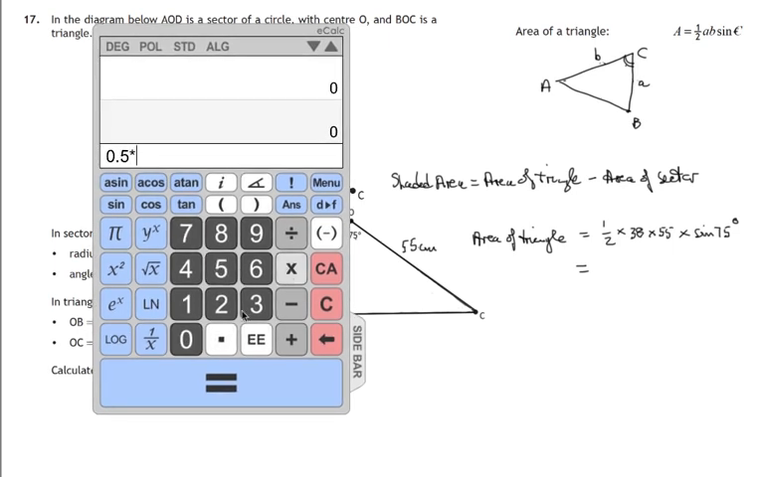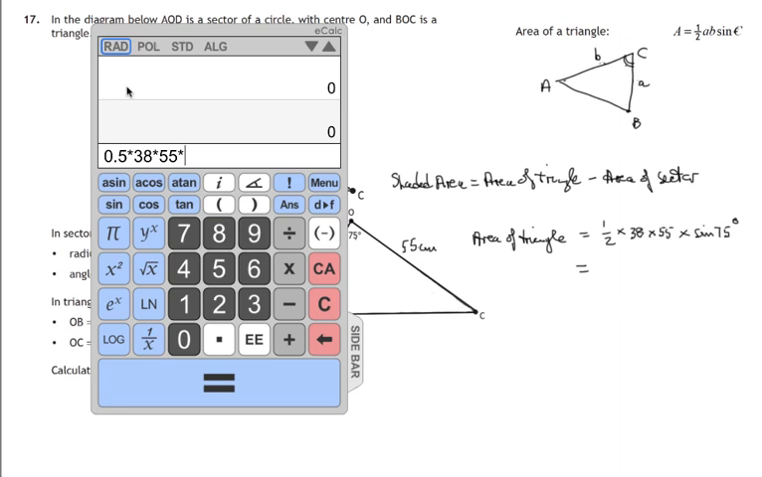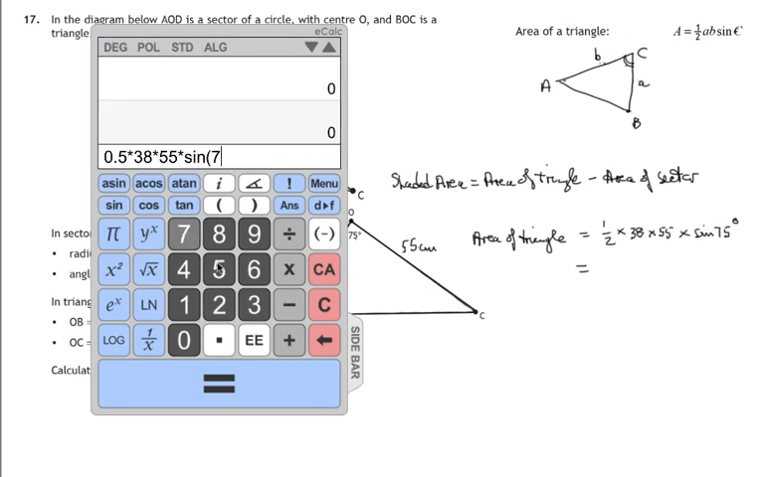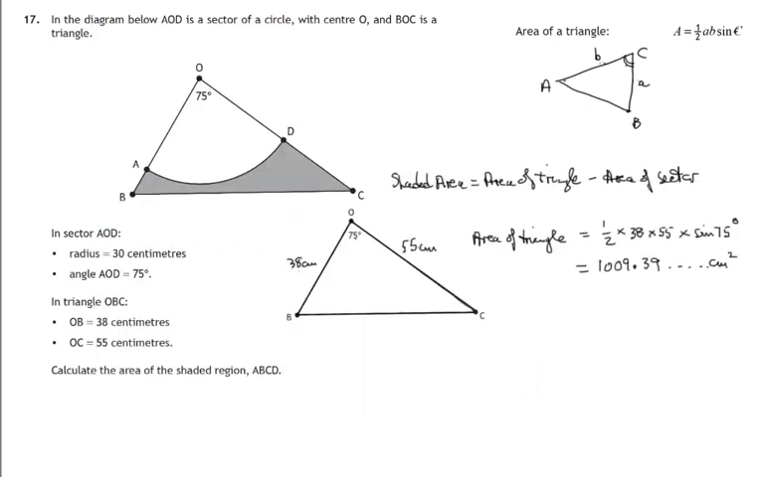It's a half times 38 times 55 times the sine. Now it's absolutely vital that your calculator is in degrees, not grads, not rads, but degrees. So make sure you're in the right mode for finding the sine of 75 degrees. What does that come to? 1009.39, and so it goes on. We'll not do any rounding off until later. So that's square centimetres. So that's the first calculation.